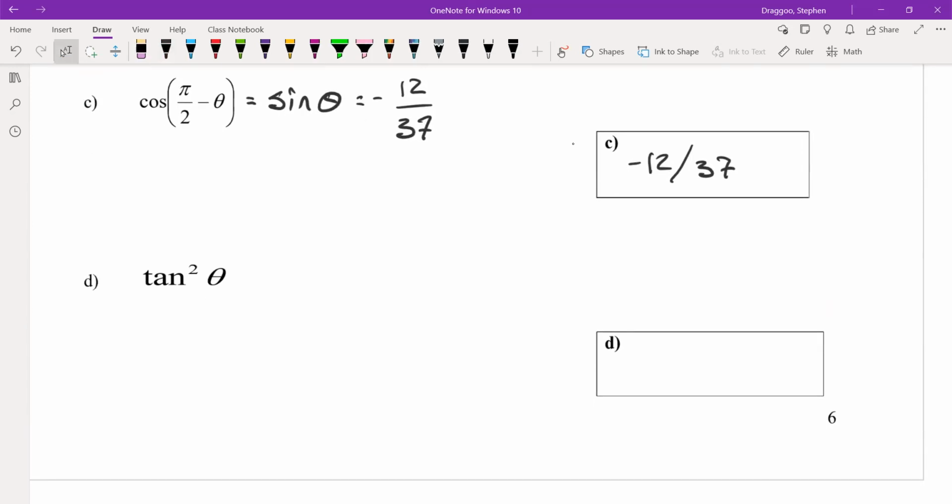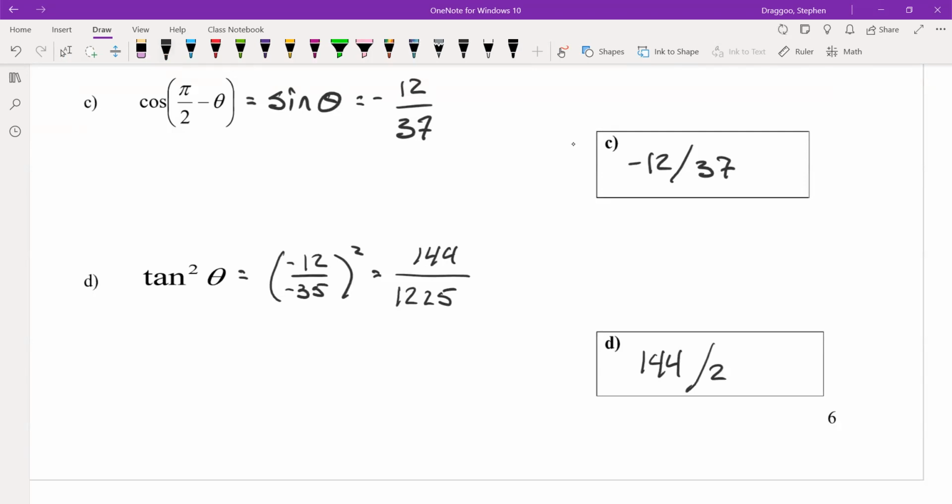And lastly, on this problem, I want tangent squared. Tangent is opposite over adjacent. So negative 12 over negative 35, that whole thing squared. I got 144 divided by 1,225.